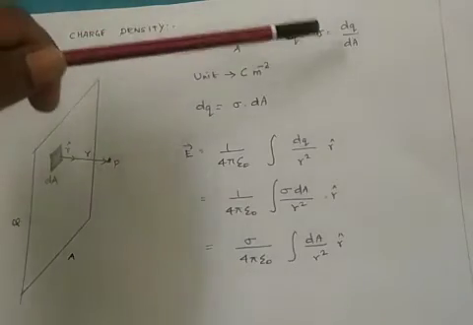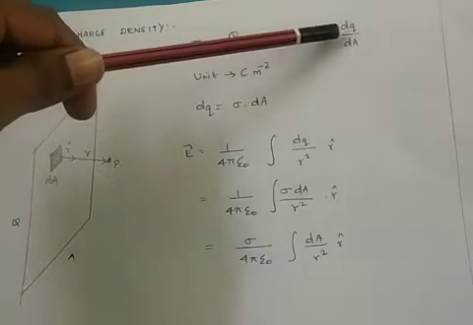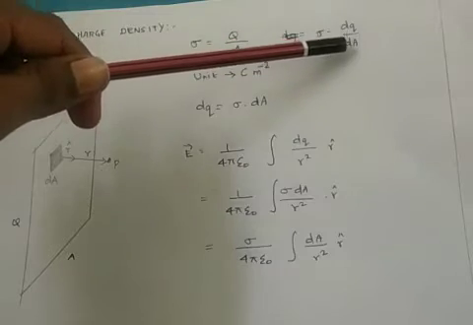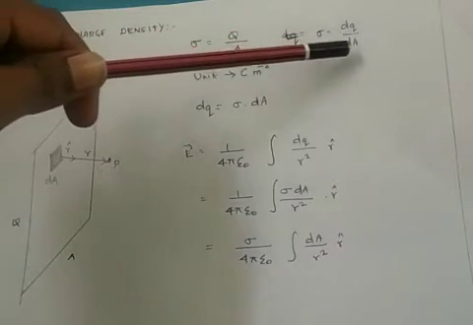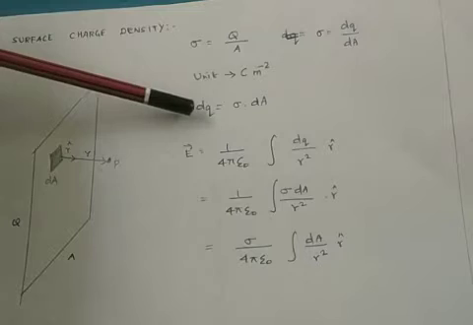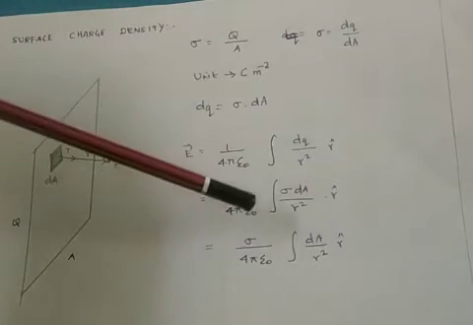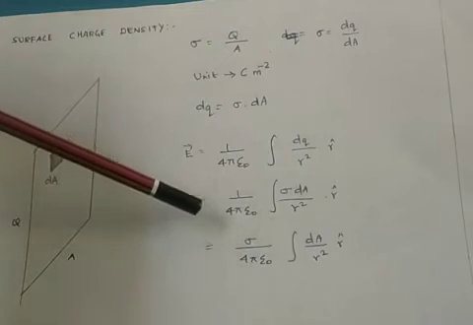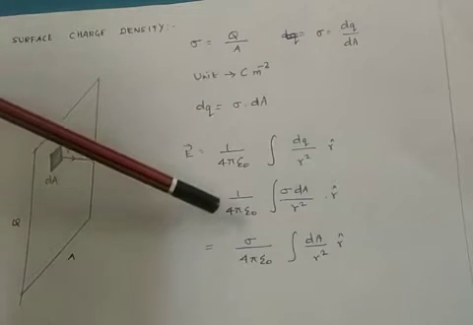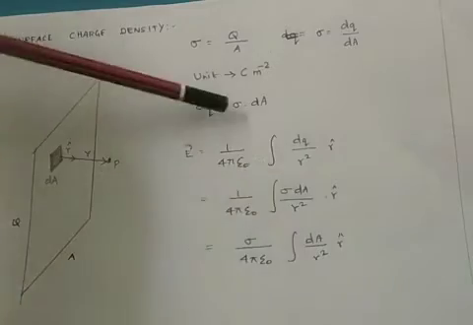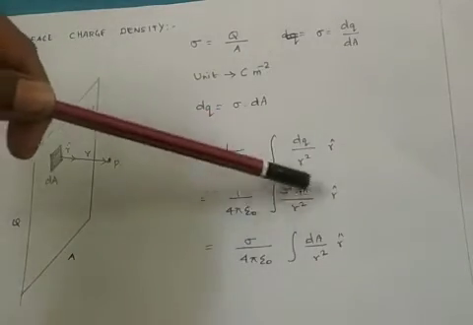So sigma is equal to the amount of charge present in a dA area, dq by dA. Taking dA to the left side, we can calculate the value of dq. By substituting the value of dq in the common formula, we are calculating this electric field. So electric field E vector is equal to 1 by 4 pi epsilon naught integration of sigma dA divided by r squared into r cap.